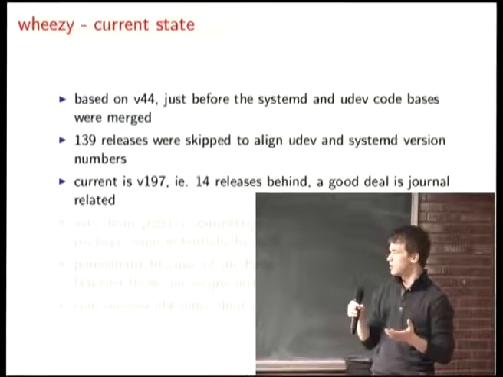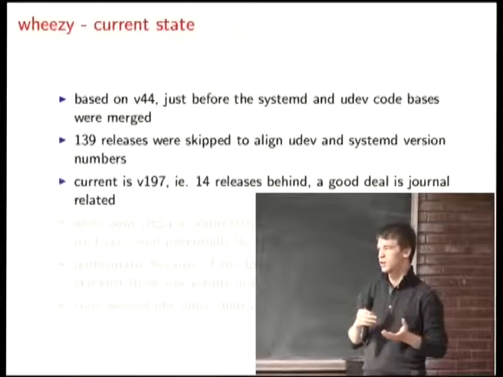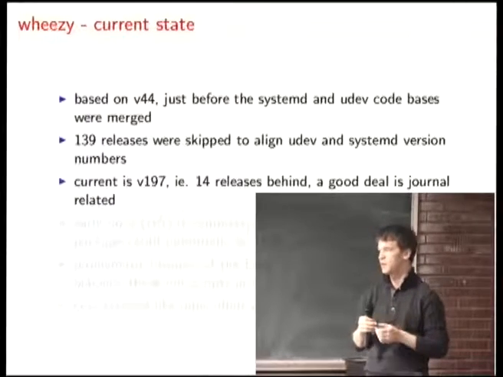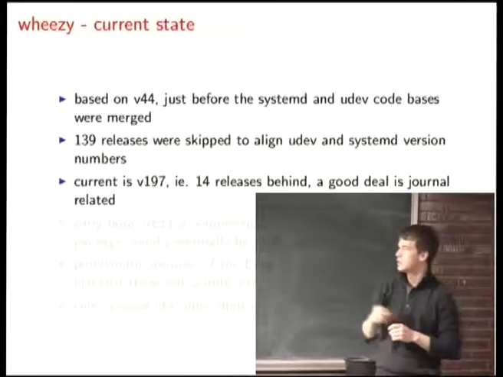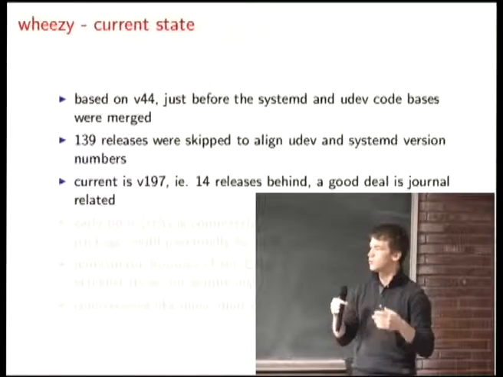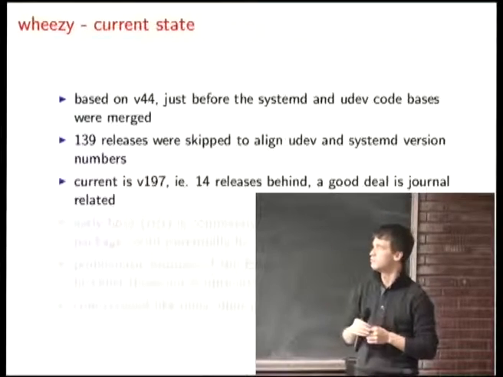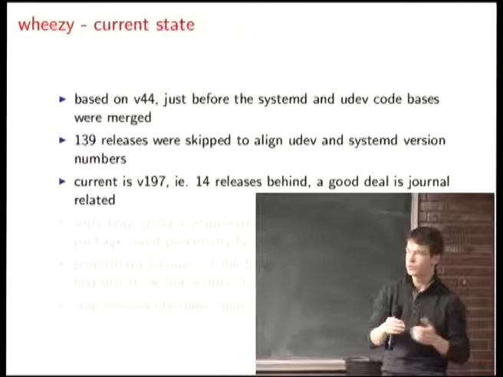I think it's a pretty solid release. What's mostly missing in version 44 is that the journal is not as powerful and capable. But as we froze half a year ago, before the udev systemd merger, that's why we ended up with that version.